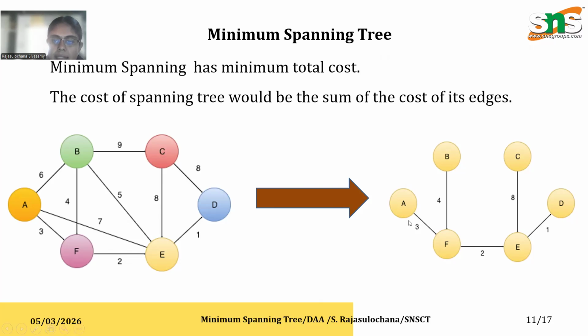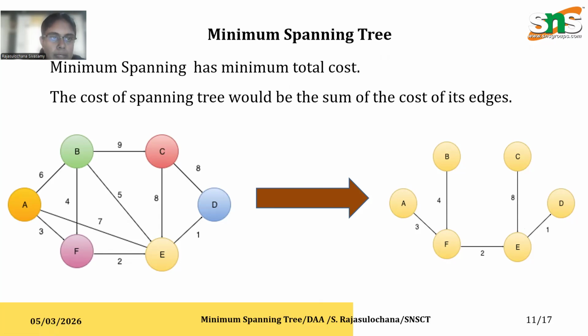So the first edge that is included is A to F. Next, F to E is included. Next, E to D is included. And the fourth edge that is included is F to B. At last we have remaining edges like 6, 5, 8 and 8. Of these, inclusion of 6 and 5 will form a cycle, so those edges are discarded. And then you will include the edge 8, that is from E to C. This is how Prim's algorithm works.